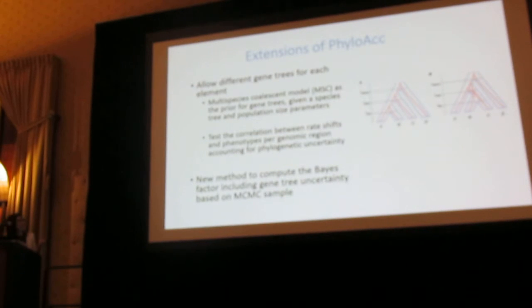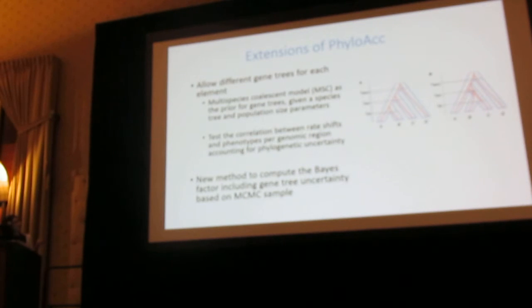And this has not been identified in the protein coding sequence in previous studies. And then we extend our method to allow for gene tree variation. Due to incomplete lineage sorting, each element can have a different gene topology, and also the branch length can be different for each element due to the coalescence process.